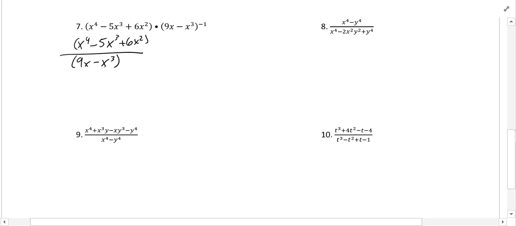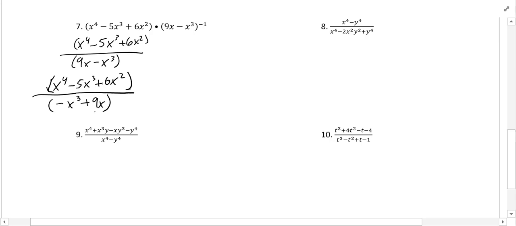Okay. So when you factor, you can't factor or do anything until the highest exponent comes first, until this is in standard form. And right now this bottom one isn't in standard form. But we can do this all at once. So you can rewrite it. Just leave the numerator alone, x to the 4th minus 5x cubed plus 6x squared. And in the denominator, you want to go ahead and rewrite this in standard form with the highest exponent first. So we have a negative x cubed plus 9x in the denominator.